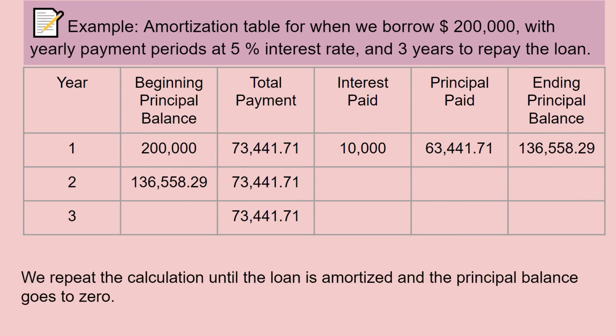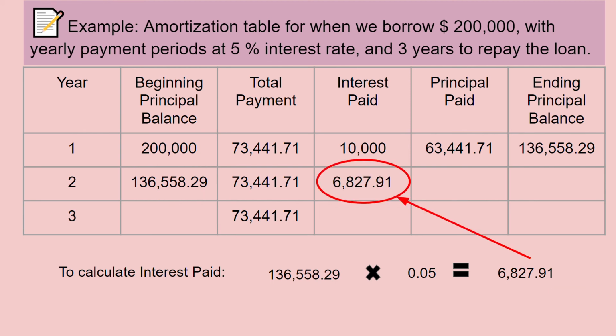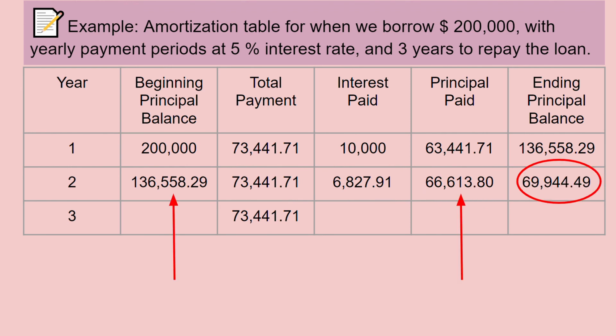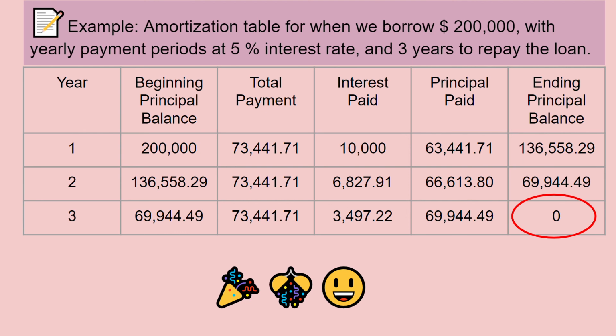And we repeat the calculation until the loan is amortized and the principal balance goes to 0. So we calculate again the interest paid, principal paid and ending principal balance, the difference between beginning principal balance and principal paid. Again, the ending balance becomes the beginning balance. And we fill in the last row. And finally, the ending principal balance goes to 0.